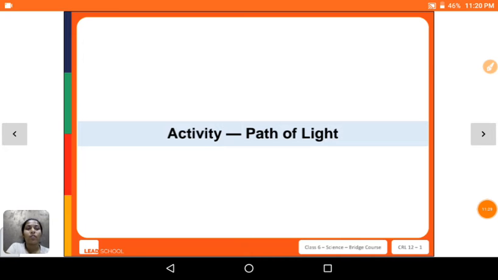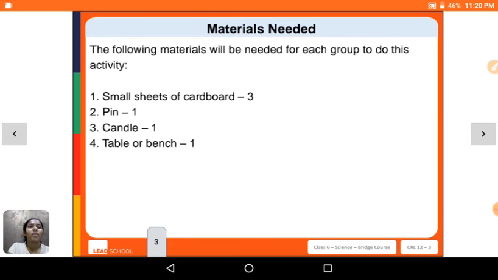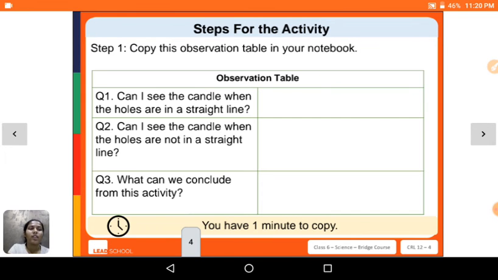Now we are going to conduct an activity to learn the path of light. The aim of this activity is to find the path of light. Follow the steps to perform the activity. Materials needed are 3 sheets of cardboard, a pen, a candle and a table or bench on which we can keep these.